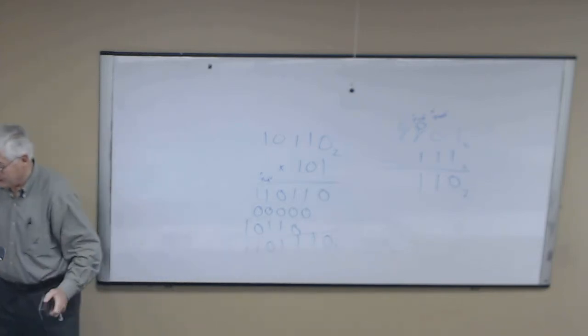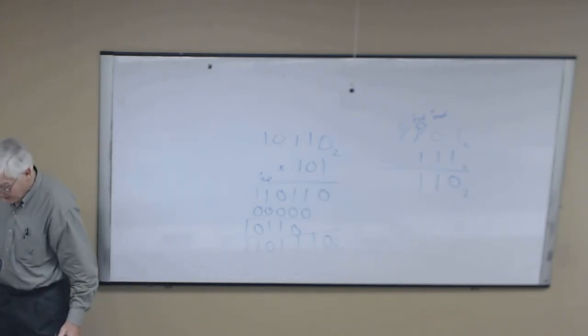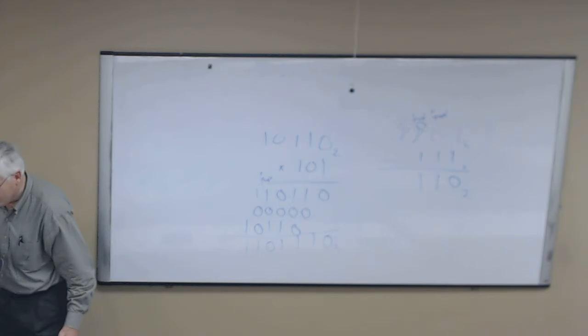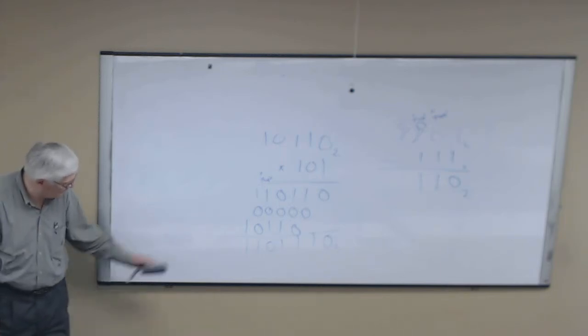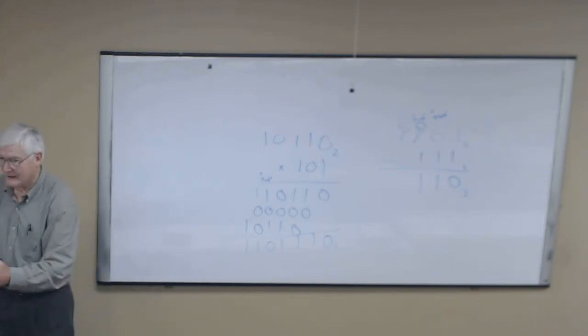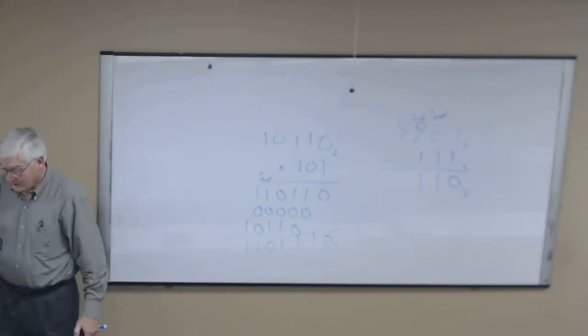That looked too easy. I better check to see if that's the answer. 19b. 101110. Good, we got that one right. Well, we're on a roll here, aren't we?